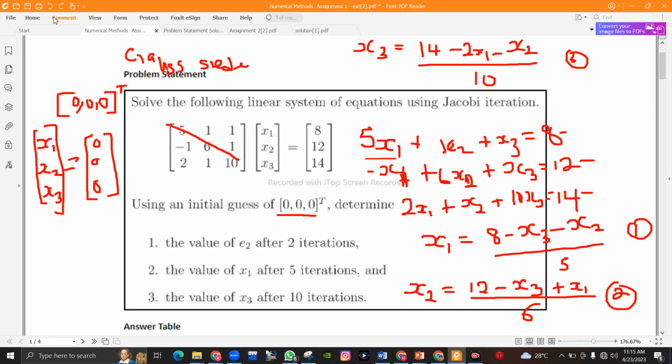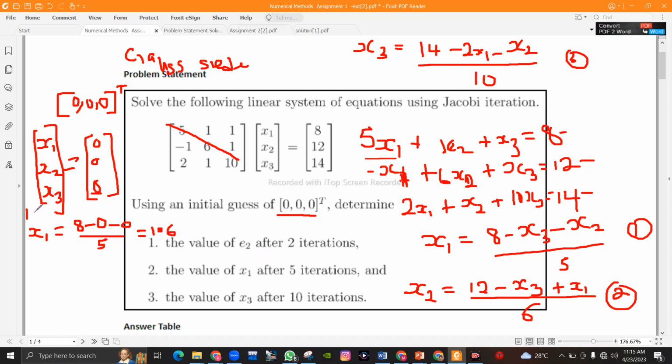Okay, let's use this place for our iteration. For our x1 now, we are going to have 8 minus x3 minus x2. That will be 8 minus x3, which is 0, minus x2, which is 0, then divided by 5. If you do that, that will be 8 divided by 5, that's 1.6. So this is our new x1 guess. This is the first iteration.